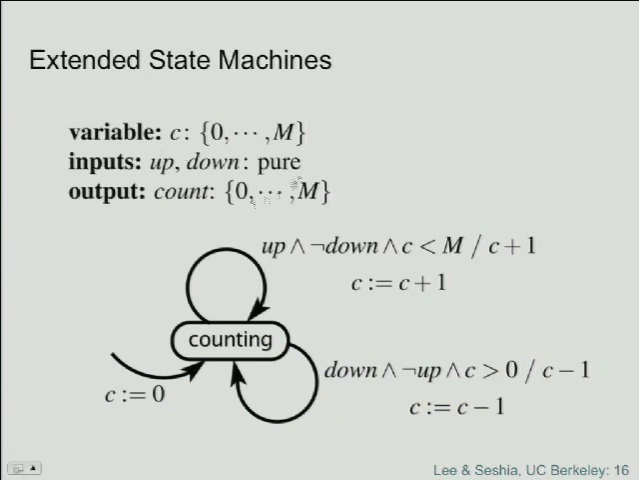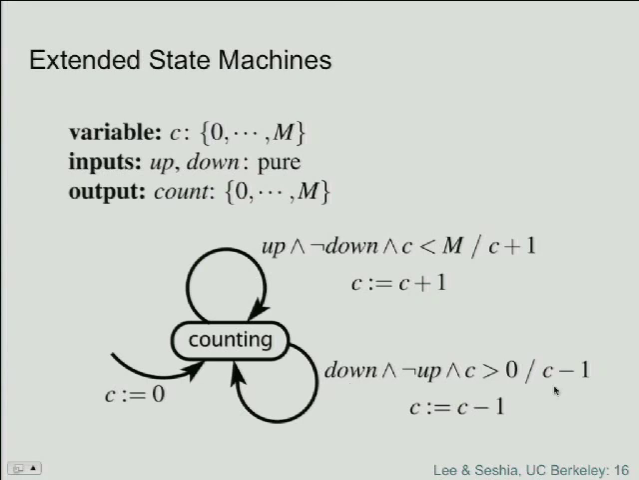There's an initial transition that initializes the variable to 0. And then when up is present and down is absent and the count is less than m, then this transition is enabled. The output produced is count plus m plus 1, and an update action is taken, which is that we update the variable C by increasing its value by 1. Okay? And similarly, here, if there's a down event and not an up event, and the count is greater than 0, then we will produce as output C minus 1 and update the variable C to equal C minus 1.